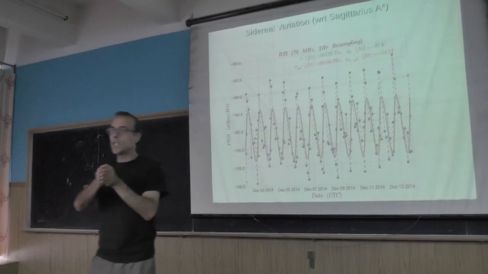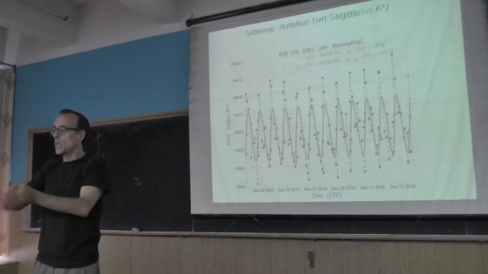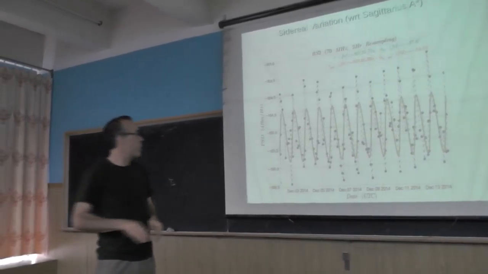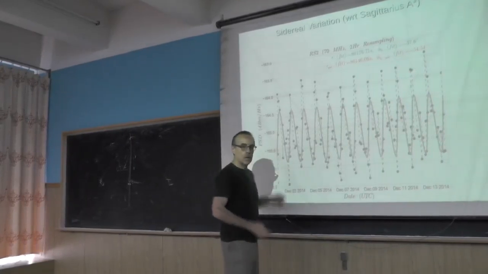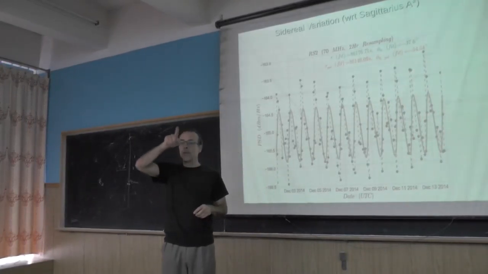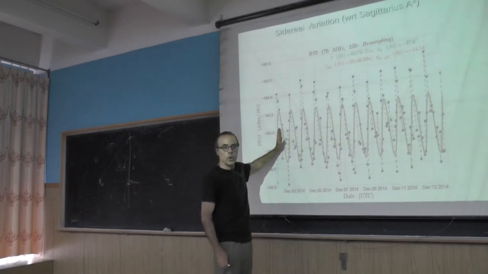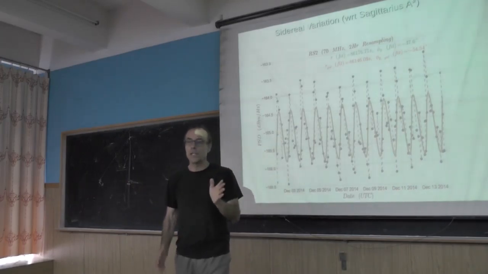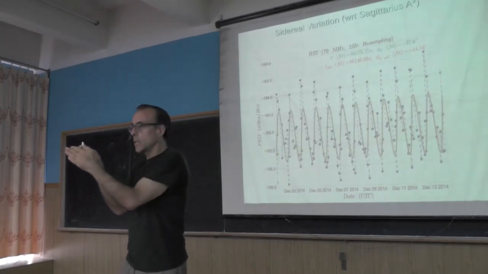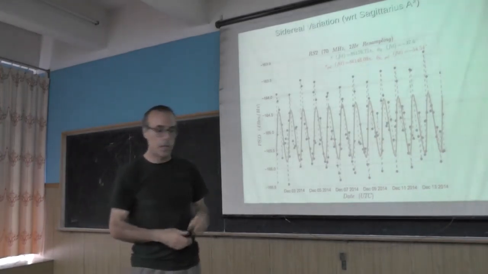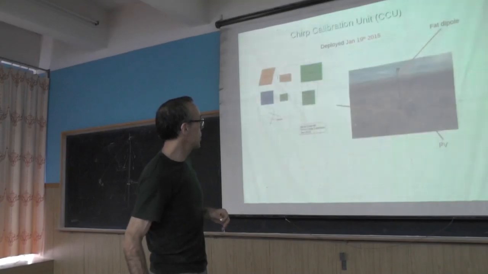So this is the actual noise temperature that we measure as a function of time as the Earth is rotating. And the other corresponds to the known phase of the galactic center in the sky, and clearly they overlay with each other. So that verifies that we're actually seeing the galactic center rotate around the sky. That's one of the calibrations that we have.